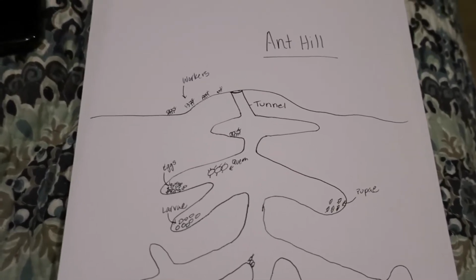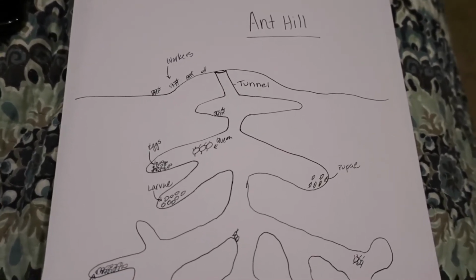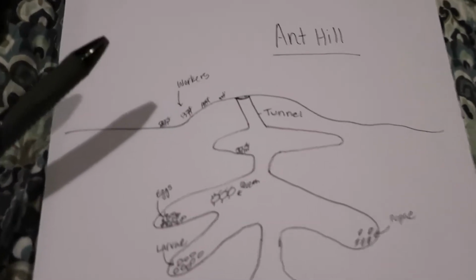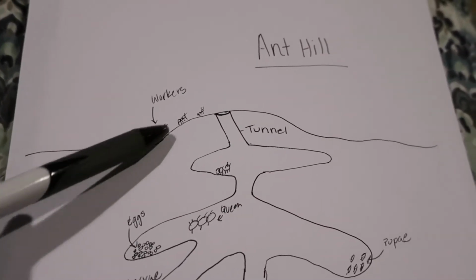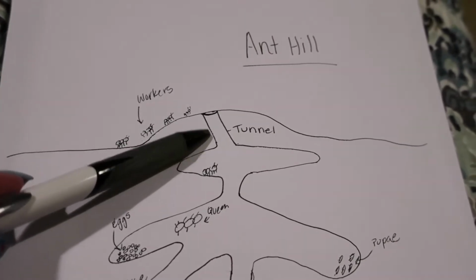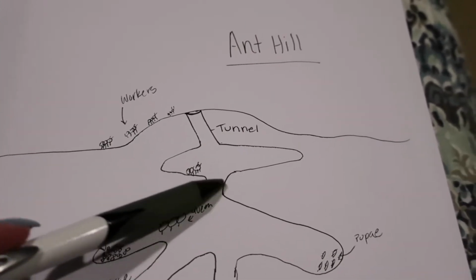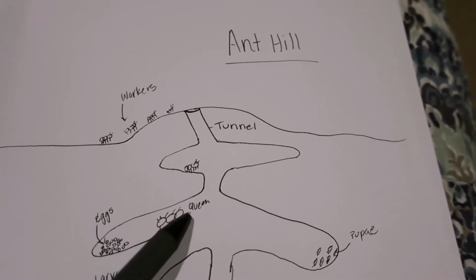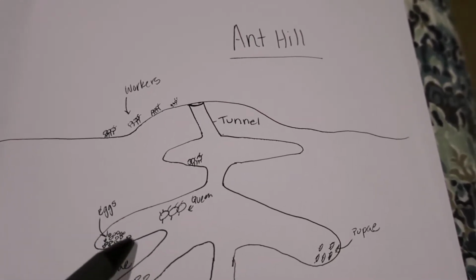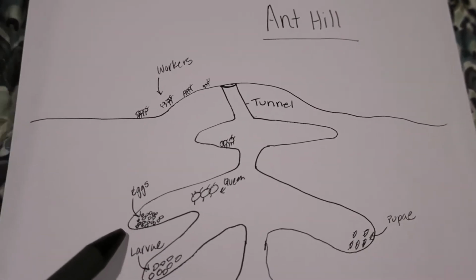So I drew a quick picture of what an anthill might look like underground. Here you can see I have some worker ants outside, and they are heading towards the tunnel. And I just have some different pockets with ants in them. Here I drew a larger ant, which would be the queen, and right next to the queen are her eggs.